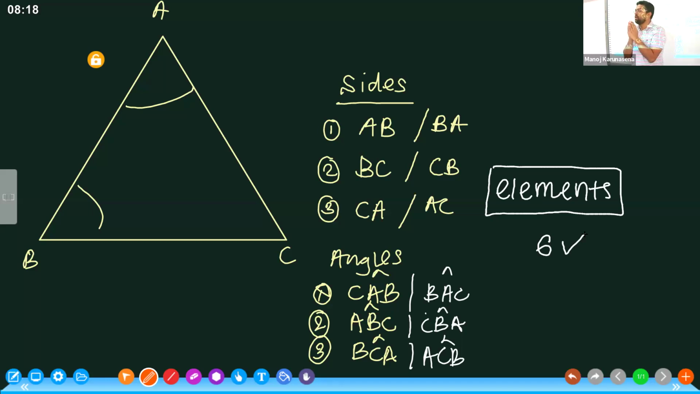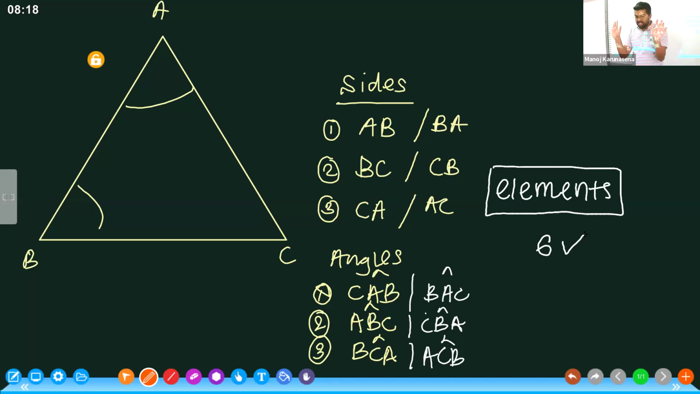My question: how many elements are there in a triangle? 6. So in order to coincide two triangles with one another, how many elements in one triangle should be equal to the other triangle? What do you think?